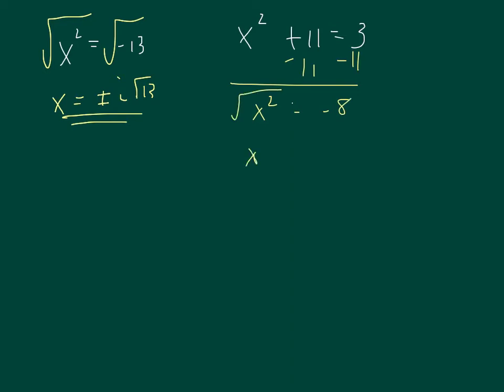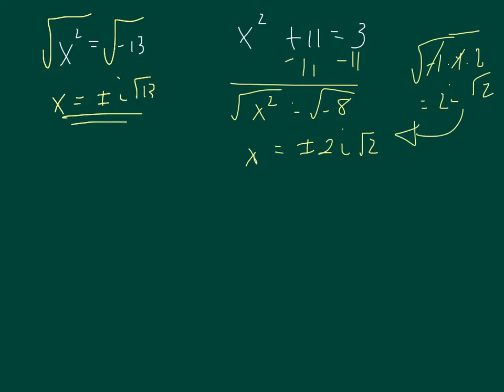Take the square root of both sides, and you get x equals plus or minus 2i radical 2, right? Because the square root of negative 8 is the square root of negative 1 times 4 times 2, right? And then out comes the 2, out comes the i, and the 2 stays. Boom. Done.